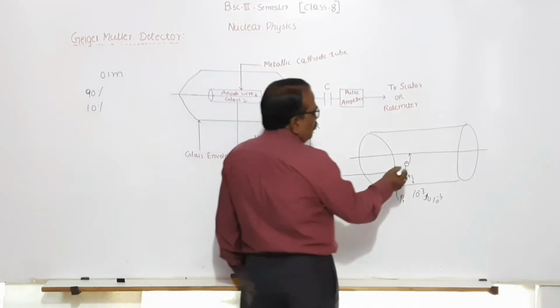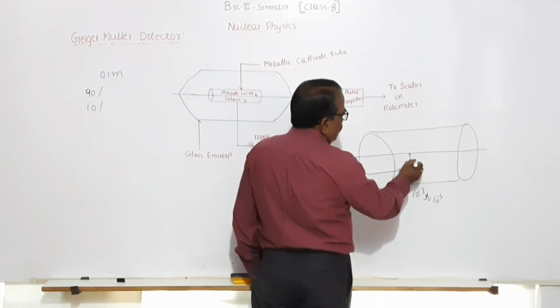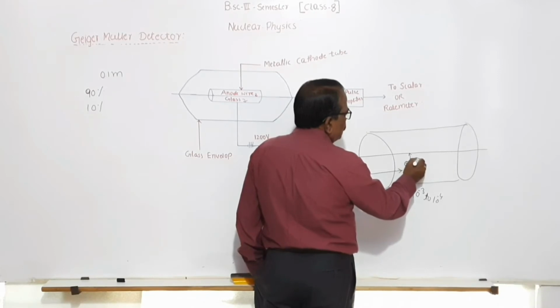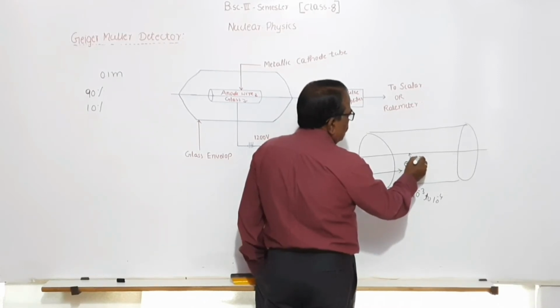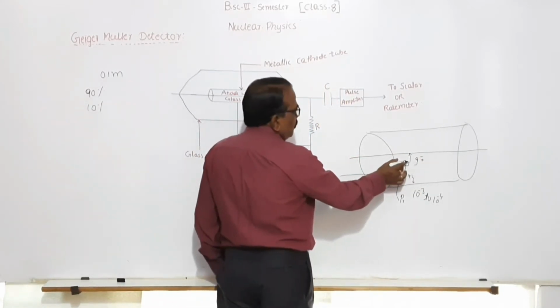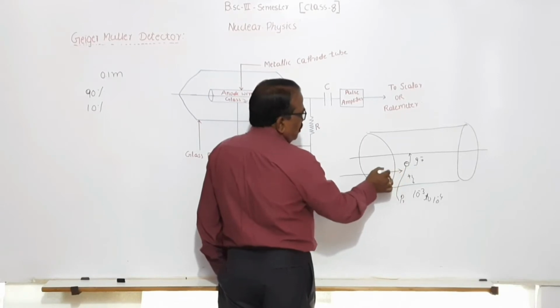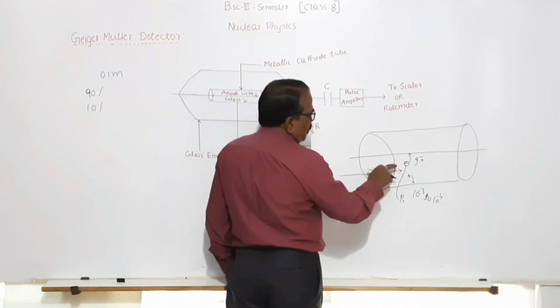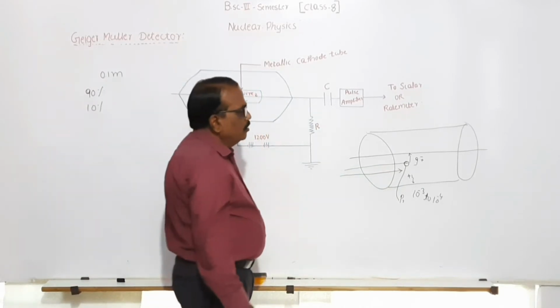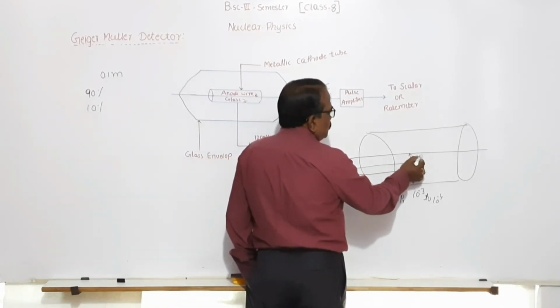When this ion moves very quickly in its path, it comes across some argon atoms. So during its motion here, it also produces ionization. That means negative and positive ions are produced. So the one produced earlier by the incident radiation is called as primary electron, and this is called as a secondary electron.